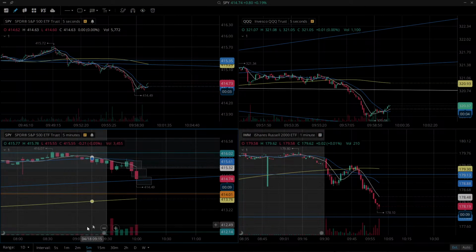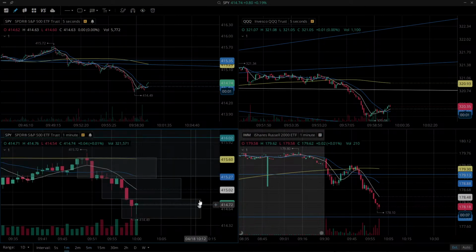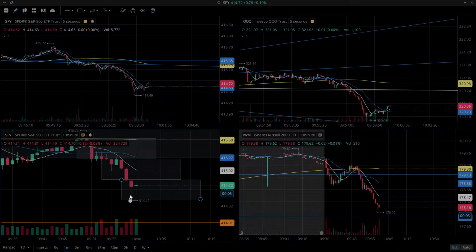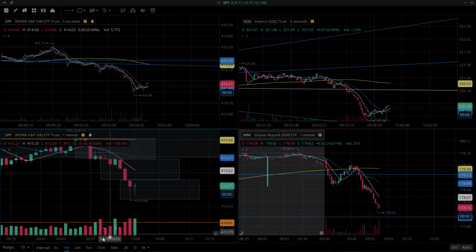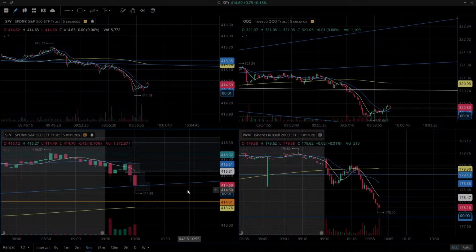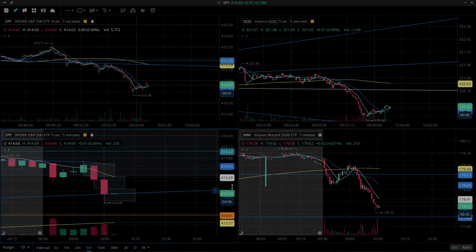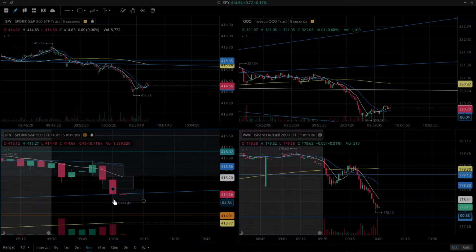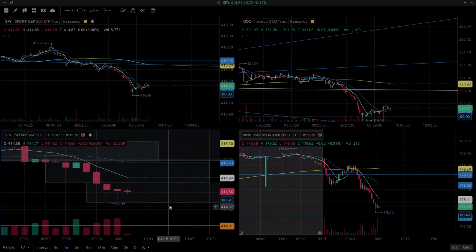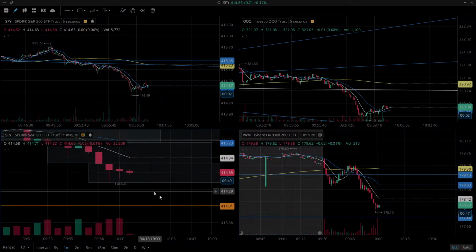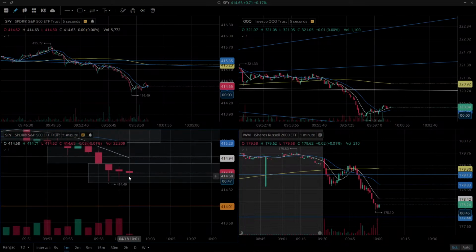All right, we're consolidating in the bottom of that box here. Look how long those wicks are. This is a short-term demand zone. And if it can't hold here, that 414 is a magnet. It'll pop right through it.